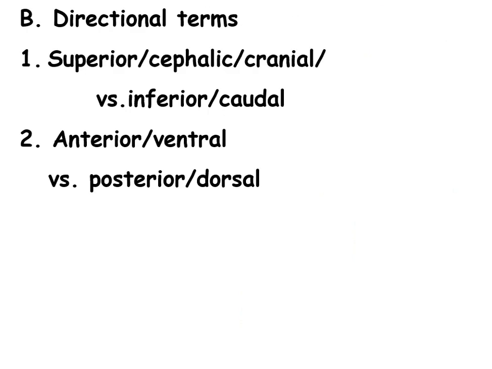So let's look at some directional terms of somebody that's in anatomical position. Superior, cephalic, cranial all mean above. Inferior, caudal. Caudal is used more with fish, like a caudal fin, but inferior and caudal mean below. So I need to know that superior means above and inferior means below, but I need to be able to use them in a sentence.